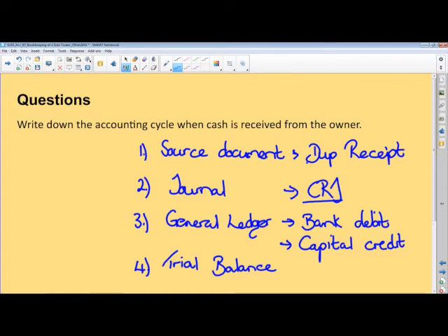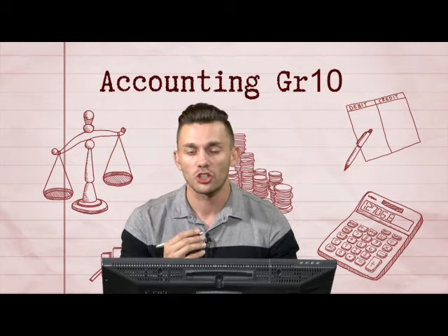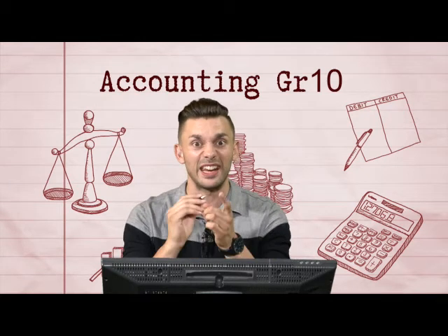Your bank will go up on the debit side. And remember, the owner gave the money, so capital will go up on the credit side. And then lastly, when you have time, you'll do a trial balance. So you'll see that your debit side is equal to your credit side, and then you are done. So let's go and look at the double entry rule in full detail.